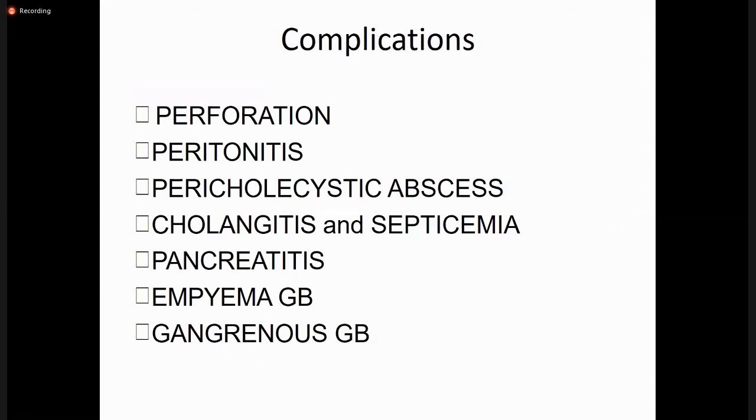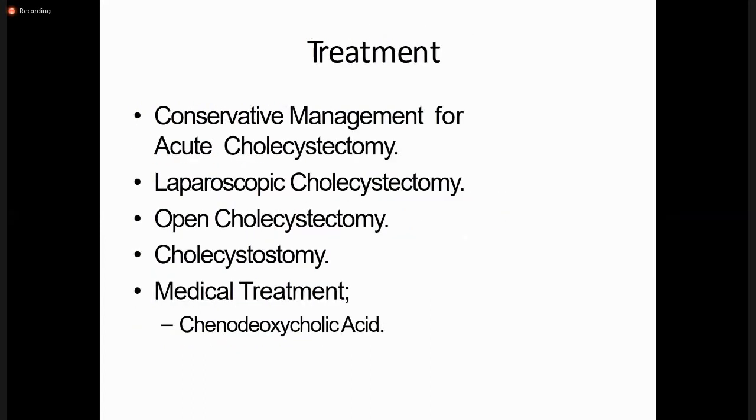Complications, as I told you earlier on: perforation, peritonitis, pericholecystic abscess, cholangitis, septicemia, pancreatitis, empyema gallbladder, or a gangrenous gallbladder. What are the treatment options? Conservative in case of acute cholecystitis, and then you can do acute cholecystectomy. That may be laparoscopic, that may be open, or you can even do a cholecystostomy.